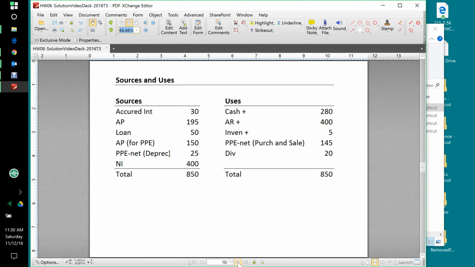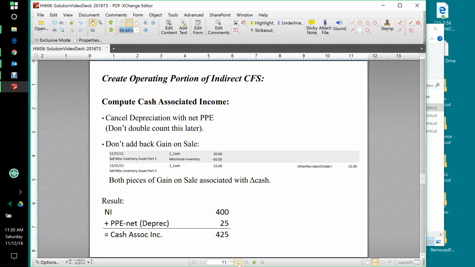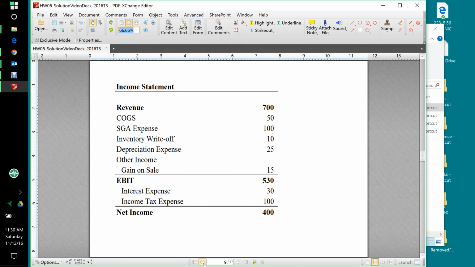Okay, so let's see what else we've got going on here. A good way to start now that we've got our sources and uses table on our indirect cash flow statement is to compute cash associated income. So let's just flip back quickly to our income statement.